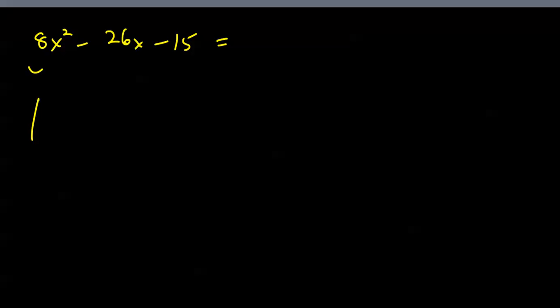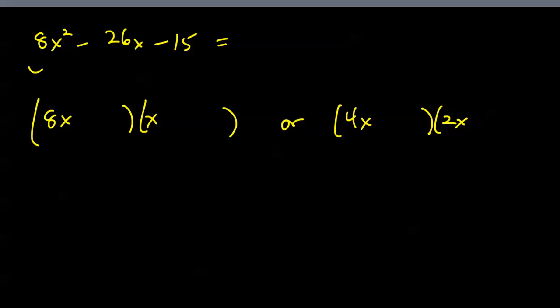Well, 8x squared, I can consider 8x and x in the first slots, or I could consider 4x and 2x in the first slots. Now 15's got a lot of options. I can say 15 and 1, or 1 and 15. I could have 5 and 3, or 3 and 5. And again, I can have the same options in the last slots with that different arrangement in the first slots. Alright, so really I have 8 possibilities, and the idea here is with practice you could eliminate some extraneous possibilities.